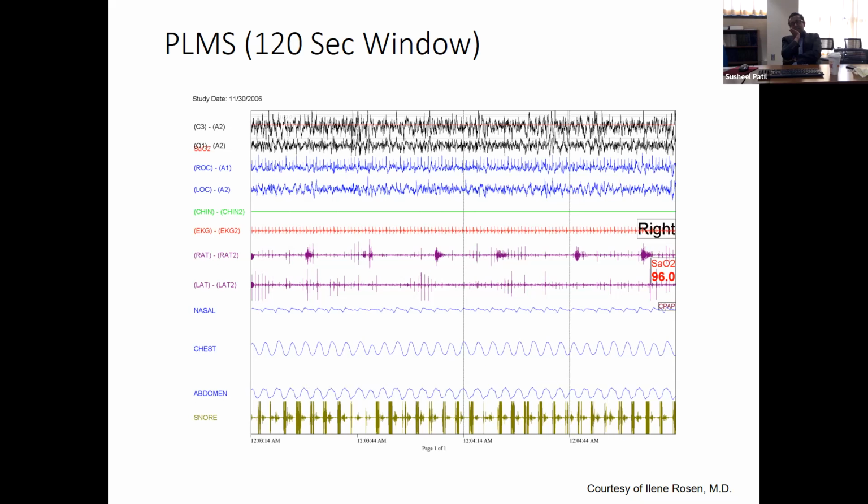It looks like a train of leg movements. How many leg movements are you seeing? Well, it looks like there's one at the very beginning. So 1, 2, 3, 4, 5, 6, 7. Yeah, I think that's right.